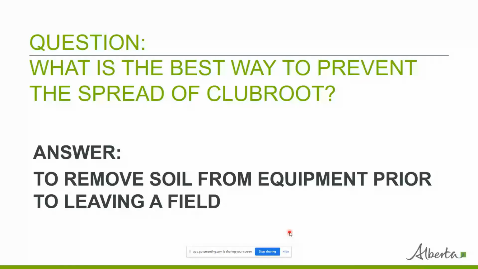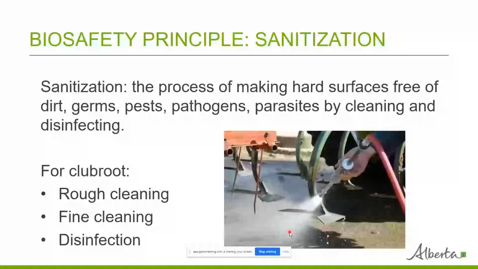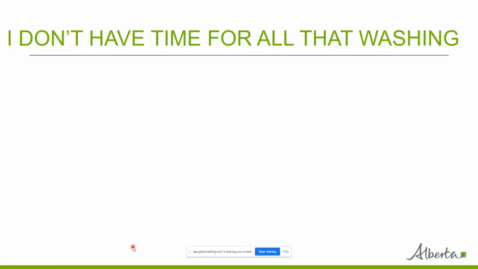Okay, so this leads to the next slide here. When I'm talking about preventing movement, I'm talking about sanitization of equipment. And this means rough cleaning, which is scraping off or knocking off as much dirt as we can, fine cleaning with pressurized water or compressed air, and then finally disinfection. Okay, so here's the practical problem. We just don't have time to do this for every single field that we're going to leave, especially during a busy seeding window, short seeding window, or short harvest window. I don't have time to do all this. What am I going to do about it?